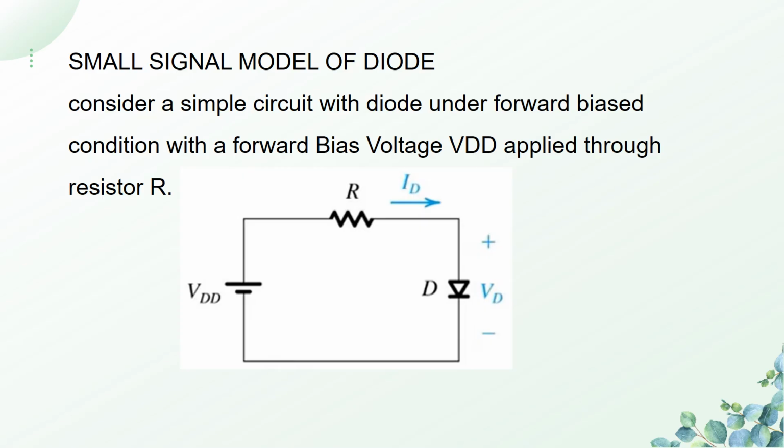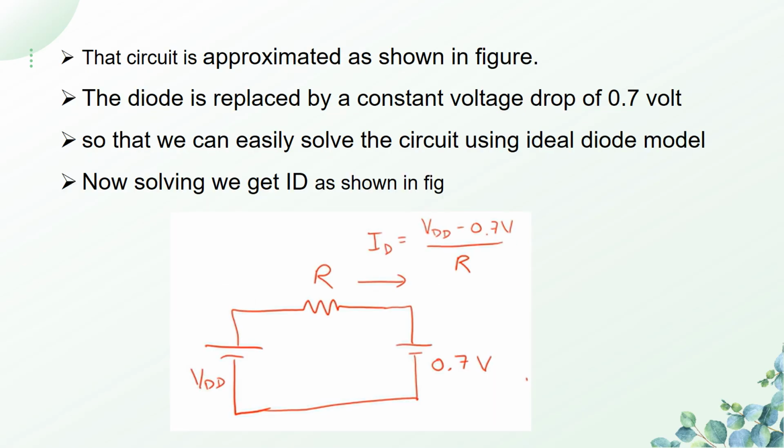So this is said to be forward biased because the positive of VDD is connected to the positive end of diode and the negative end of VDD is connected to the negative of the diode. So this is said to be forward biased. So this circuit is approximated as shown in this figure.